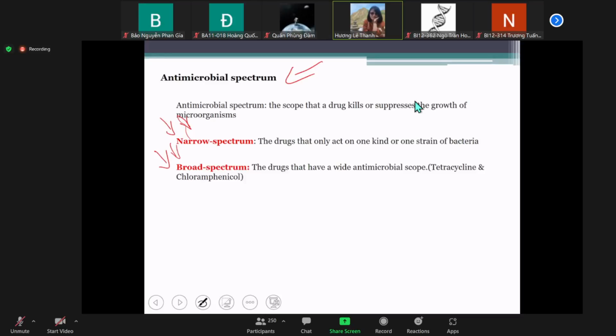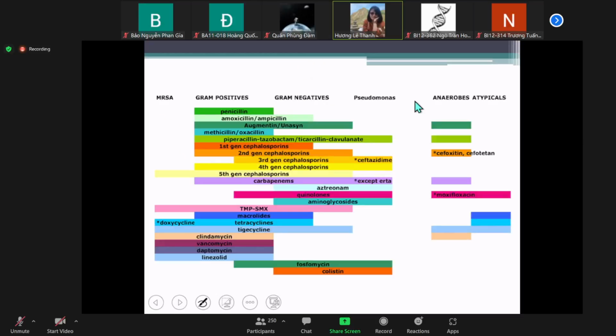A narrow spectrum drug only kills one kind or one strain of bacteria, while a broad spectrum drug has a wide antimicrobial scope. It can kill more than one strain of bacteria, and we have tetracyclines or chloramphenicol here. I have a graph to show you the spectrum of the antibiotics.